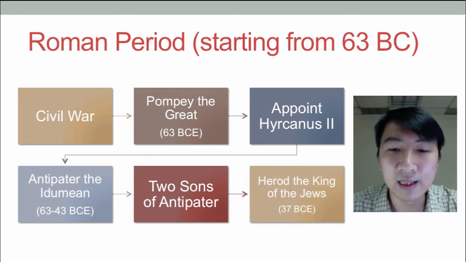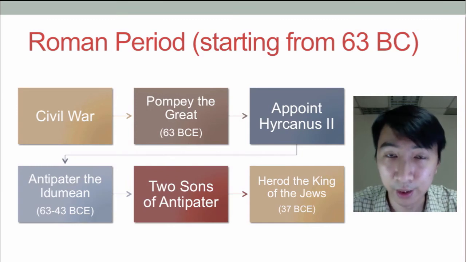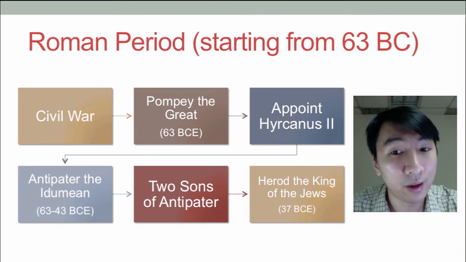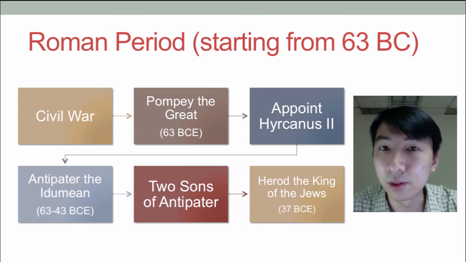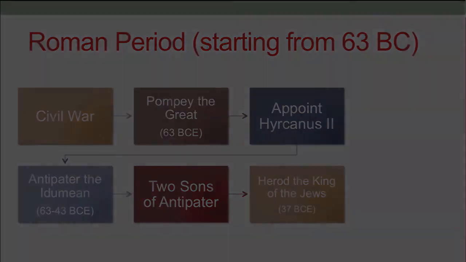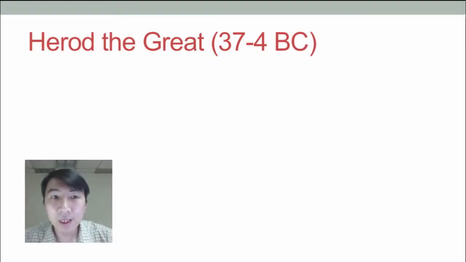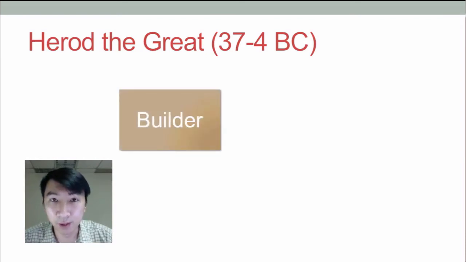In the year 37 BCE, Herod then returned to Jerusalem to take this land for himself. This was Herod, the king of the Jews, also known to us as Herod the Great. Let me introduce Herod the Great to you. Herod the Great was a great builder. He built some of the magnificent buildings in the land of Palestine.